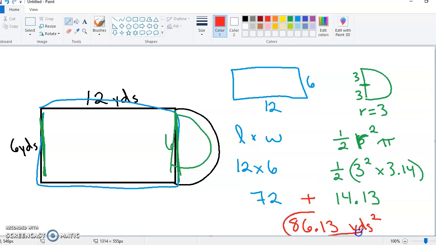Okay, what you guys are going to be doing now is you are going to practice doing a few composite figure problems. Make sure you take your time and remember, triangles are half. Semicircles, don't forget to take the half. And please don't confuse a radius and a diameter measurement. It's very important that you remember the difference between those two.